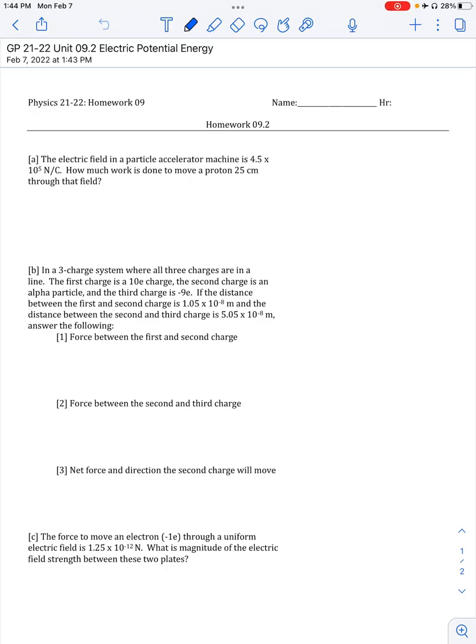Section 2 homework. Here we go. So, electric field and particle accelerator machine. So it has that. So that's the electric field strength. E equals 4.5 times 10 to the fifth newtons per coulomb. How much work is done to move a proton 25 centimeters?